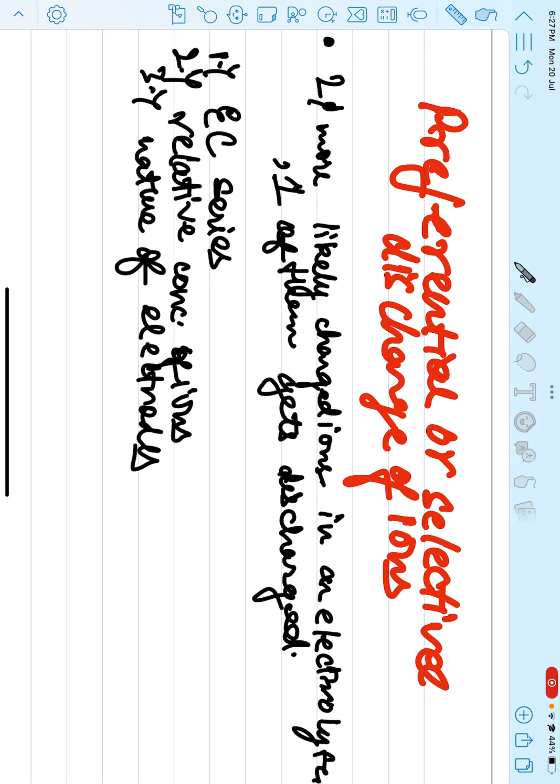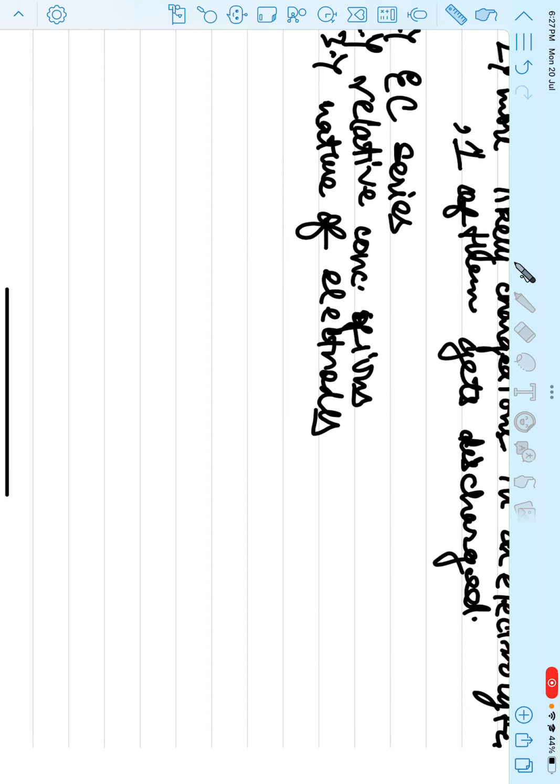Look, the relative position of ions in the electrochemical series: if all the other factors are constant, if the concentration is the same and the nature of electrodes is the same, then any ion that is lower in the electrochemical series will get discharged first at the relevant electrode in preference to the one above it. For example, in the electrolysis of copper sulfate solution, when we are discussing the electrolysis of different solutions, we will be asked to write a few things.